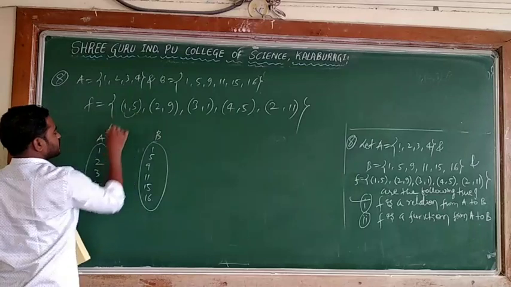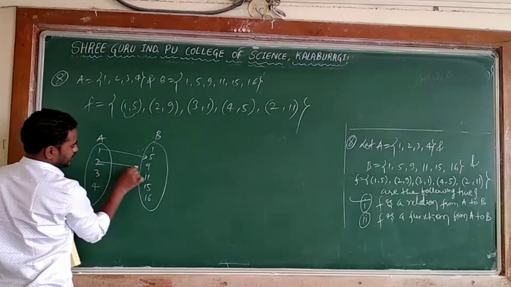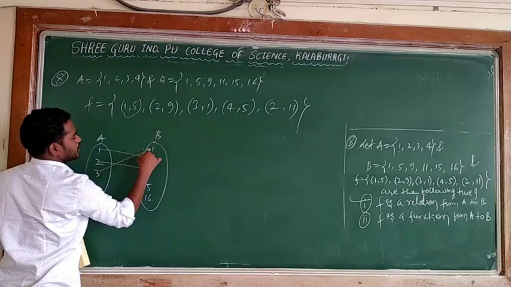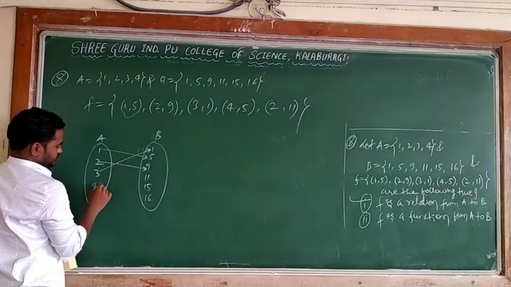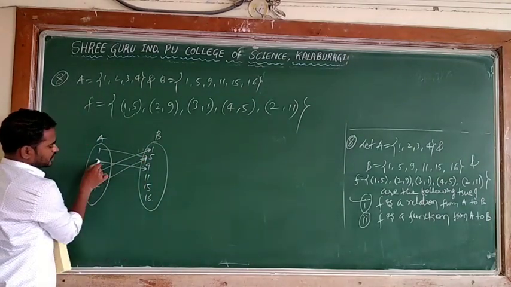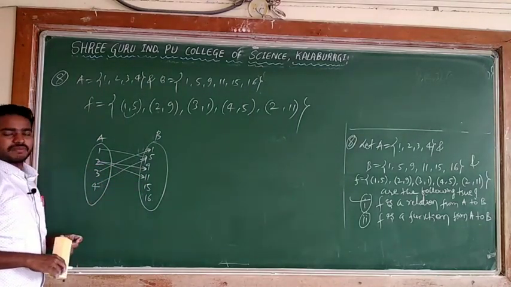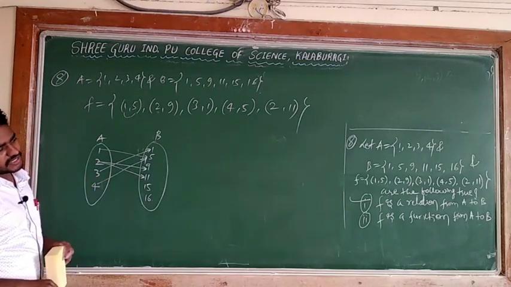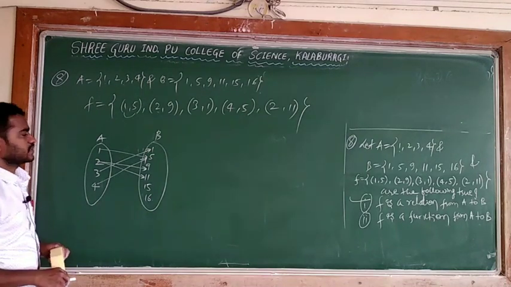According to this, (1, 5) means 1 is connected to 5. (2, 9) means 2 is connected to 9. (3, 1) means 3 is connected to 1. 4 is connected to 5, no problem. 2 is connected to 11. So on the basis of this diagram, I can decide whether it is a relation or a function. He is asking, is f a relation from A to B correct, or is f a function from A to B correct? Which one is correct?